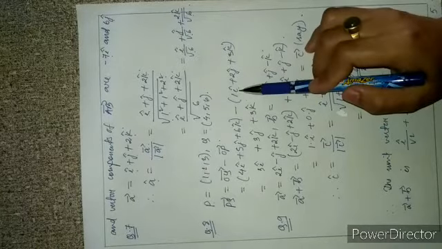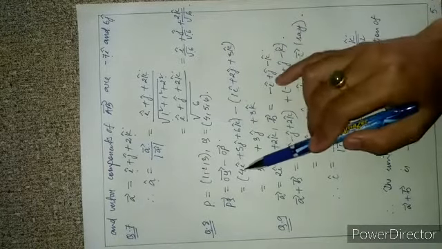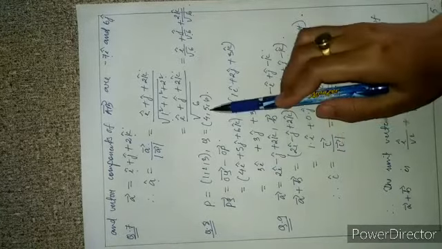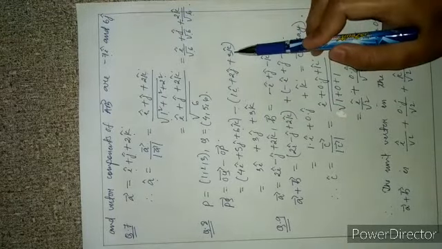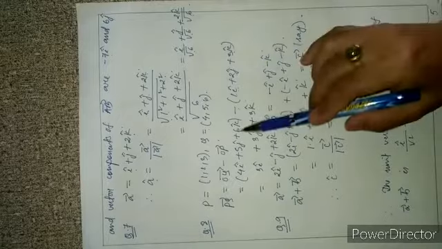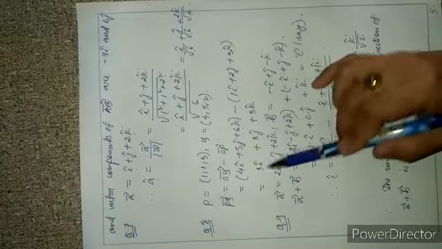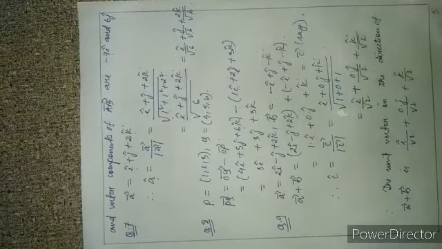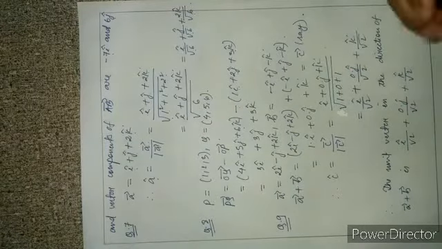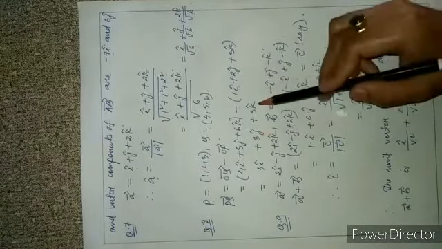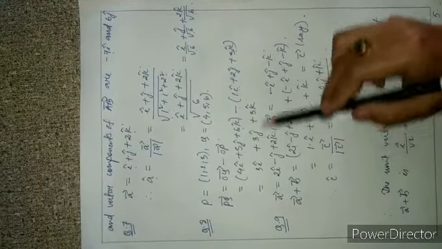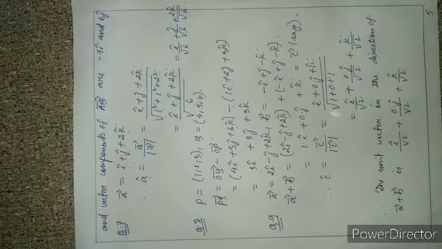Write position vector of Q and P in component form. How to write the component form? X component multiplied by i cap plus Y component multiplied by j cap plus Z component multiplied by k cap. Minus 1 i cap plus 2 j cap plus 3 times k cap. Then subtract corresponding components: 4 minus 1 is 3 i cap, 5 minus 2 is equal to 3 j cap, and 6 minus 3 is equal to 3 k cap. These are the components of PQ vector.